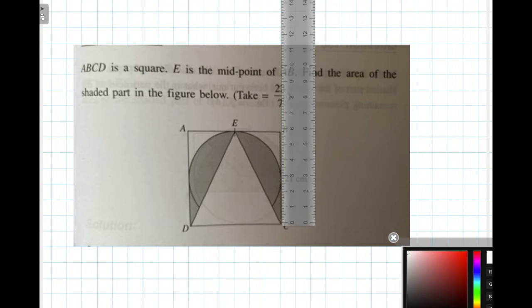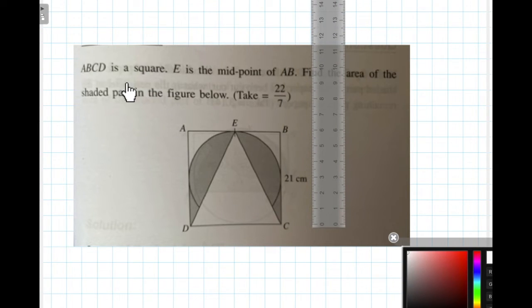Okay, let's come to this question. It says that let me put this in. It says that ABCD is a square. So I know that here is a square. It will tell you that it is a square. Okay. ABCD is a square. E is the midpoint, which means that here is also a midpoint. Okay. Find the area of the shaded part of the figure.